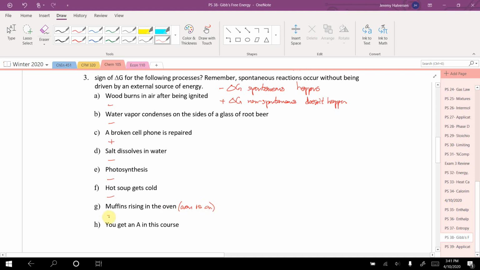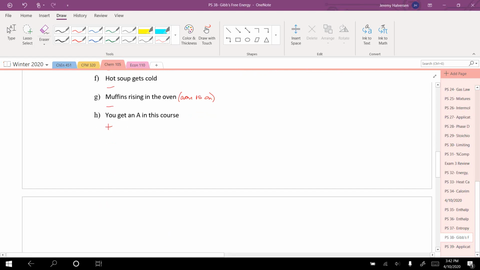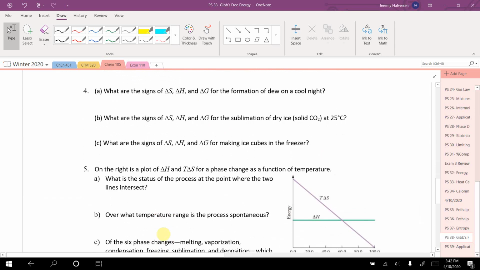And under those conditions, that definitely happens. So that's going to be negative. And lastly, you get an A in this course. That's kind of a jokey one, but the idea here is that if you were to just stop and do nothing from here on out, you would not get an A in the class. But some of you will get A's in the class, and therefore for you, on the condition being you're the person, you could say it's spontaneous. Again, it doesn't really matter, kind of a joke one.